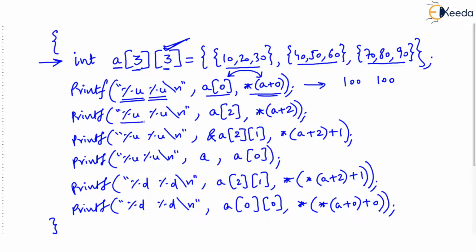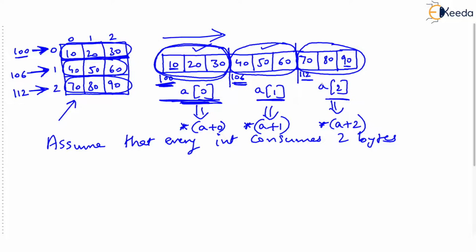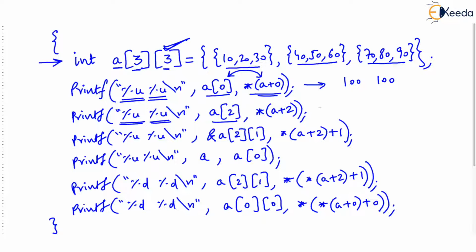Similarly, in the next printf, I am again printing two addresses. What is A[2]? Refer, A[2] is nothing but the base address of this one-dimensional array, which is 112. So this is going to give us 112. But what is the other notation written? It is the same as writing A[2], which will also print 112, the base address of the second one-dimensional array, which is 70, 80, 90.